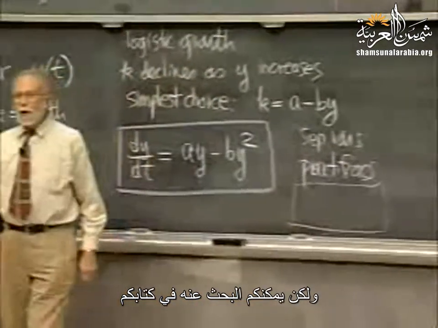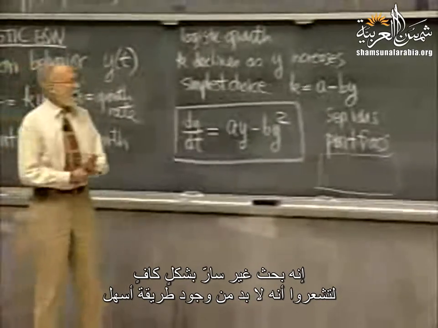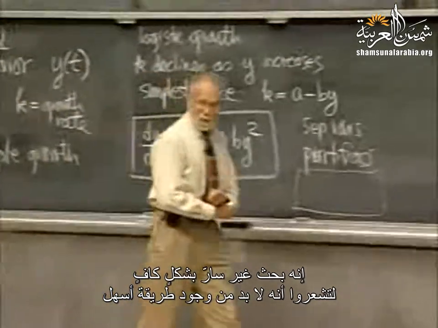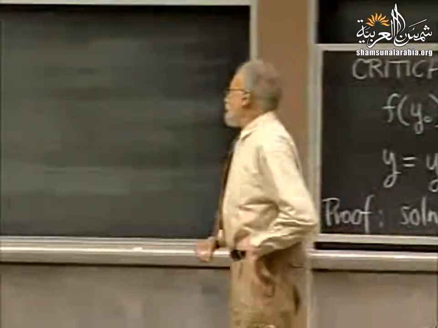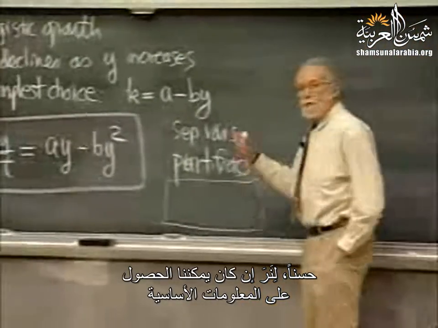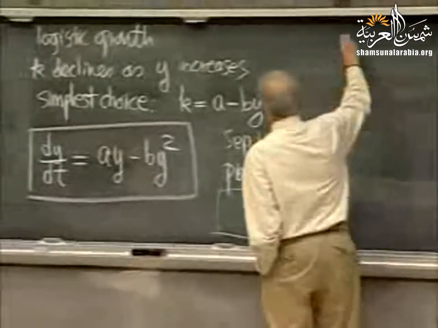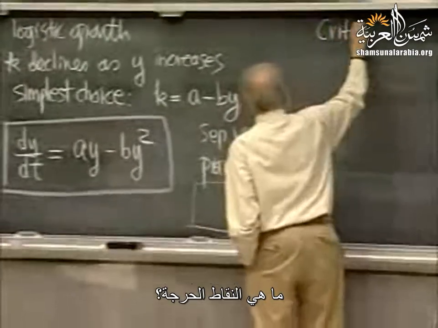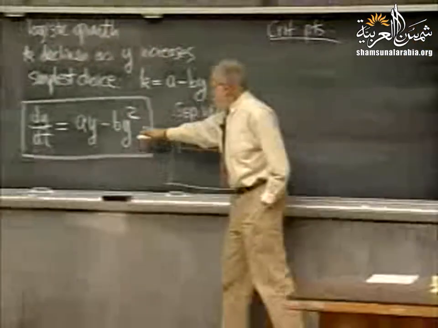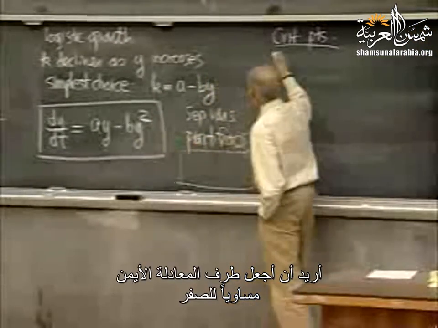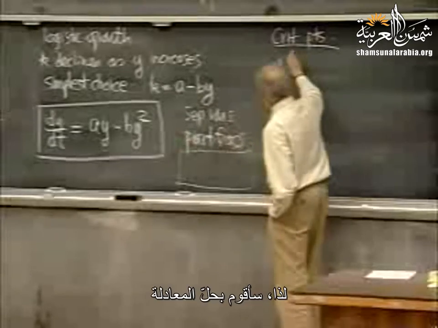Anyway, you get a solution which I was going to write on the board for you, but you can look it up in your book. It's unpleasant enough looking to make you feel that there must be an easier way, at least to get the basic information out. Okay, let's see if we can get the basic information out. What are the critical points? Well, this is pretty easy. I want to set the right-hand side equal to 0, so I'm going to solve the equation.